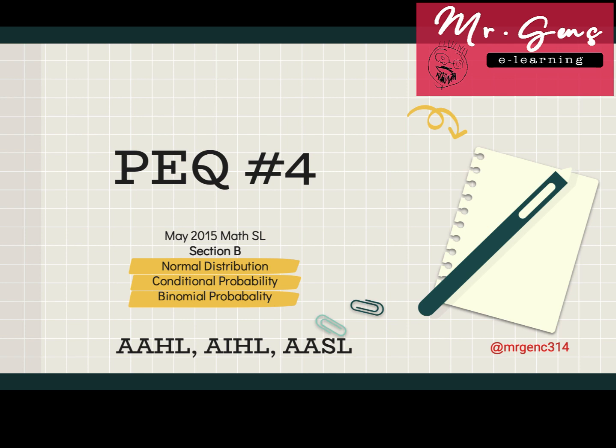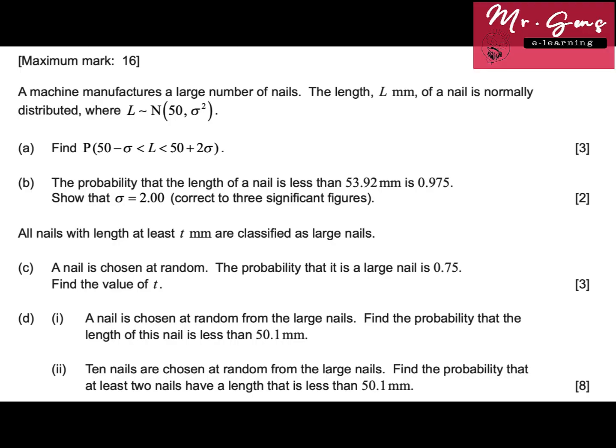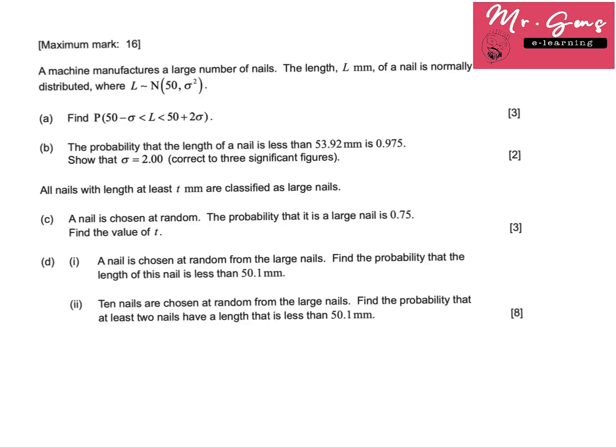Hello, I'm going to solve a past exam question today from 2015. The question starts with normal distribution, then we have conditional probability and ends with binomial distribution.